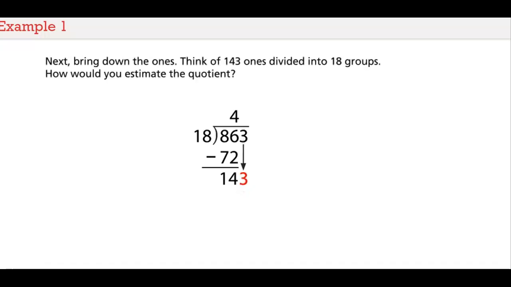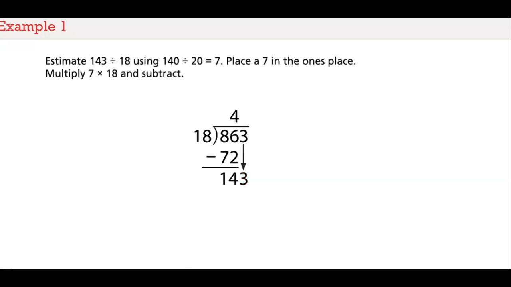Next, bring down the ones. Think of 143 ones divided into 18 groups. How would you estimate the quotient? Estimate 143 divided by 18 using 140 divided by 20 is equal to 7. Place a 7 in the ones place. Multiply 7 times 18 and subtract.